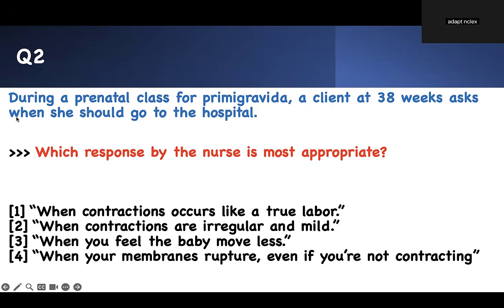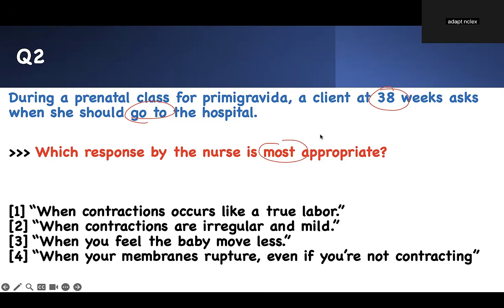Same thing. Underline the buzzword. The buzzword is most appropriate. 38 weeks. When can I go to the hospital? That's all. What do you think? Think about it: when contractions occur like true labor, when contractions are irregular and mild, when you feel the baby move less, when your membranes rupture, and even if you're not contracting. Look at each answer choice. Stop the video, put down your answer. Let me know. You got it.